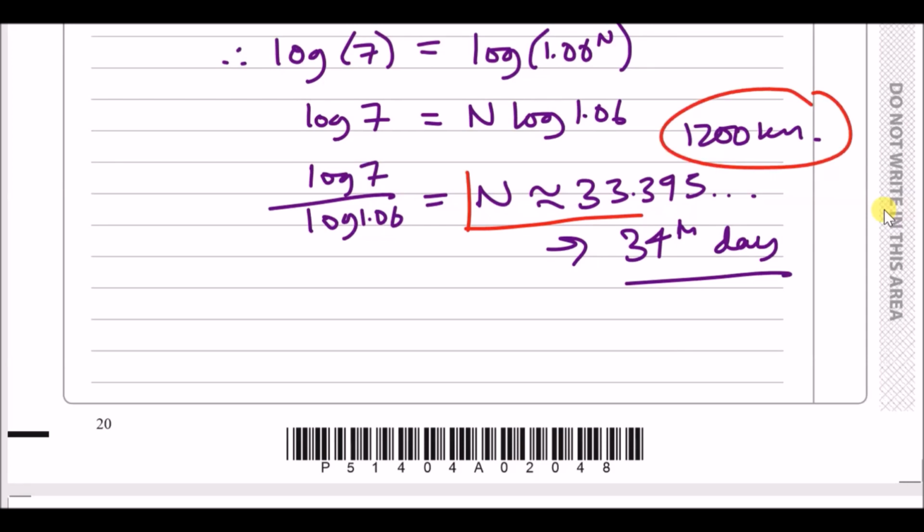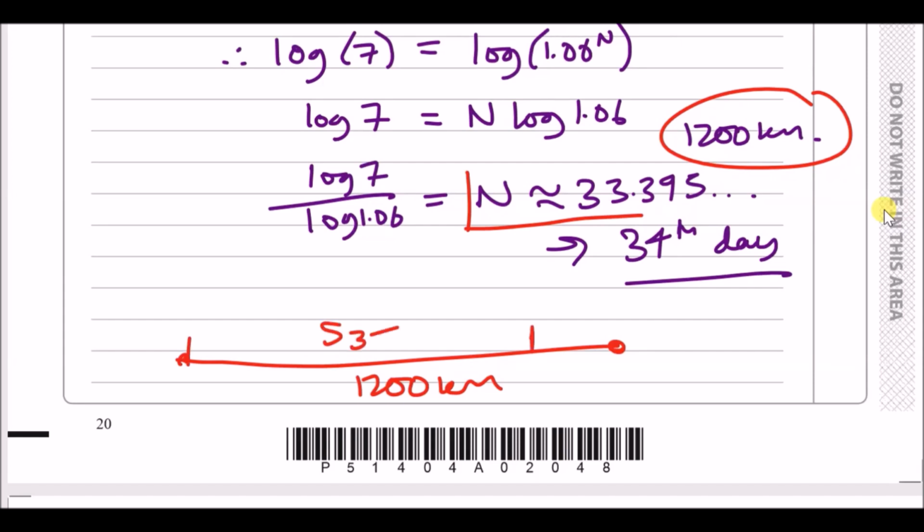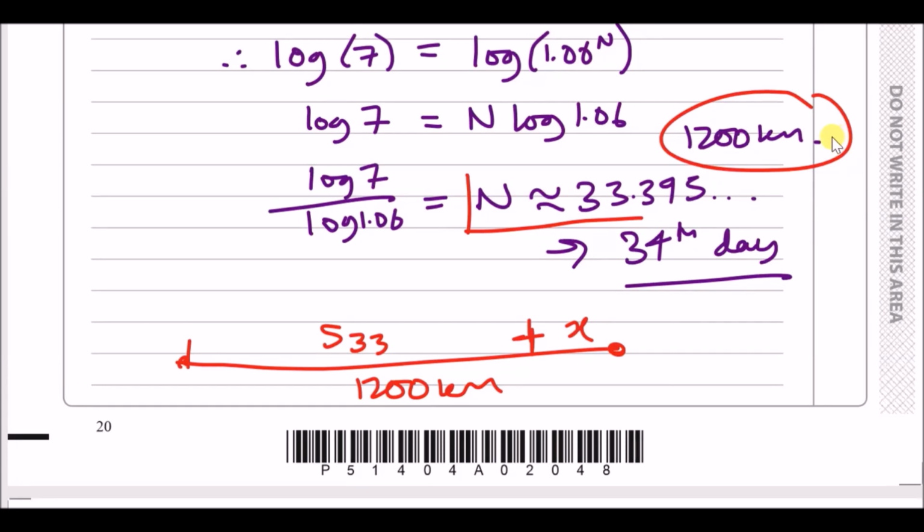So let's just ignore this 34th day for a moment, yeah? Let's work with this decimal. If we make a little timeline, let's say from here all the way to the end, and just label this 1200 kilometers, we can see that for the first 33 days, which we were able to compute, by the way, plus this extra little decimal day, 0.395, this will give us a total of 1200 kilometers. Okay, so now we just need to compute S33.